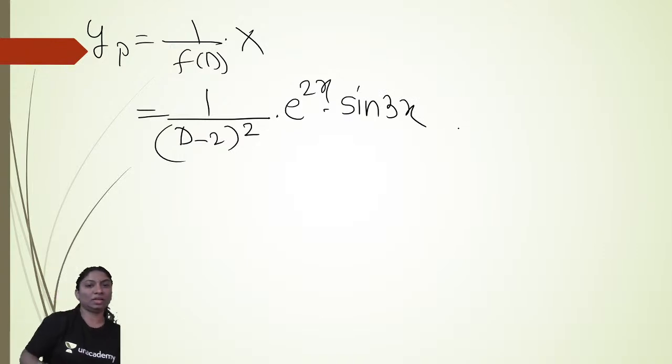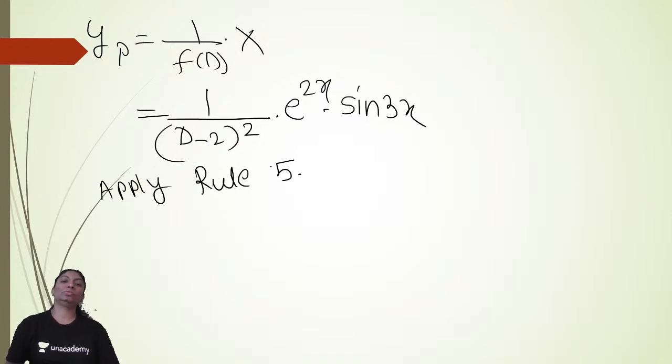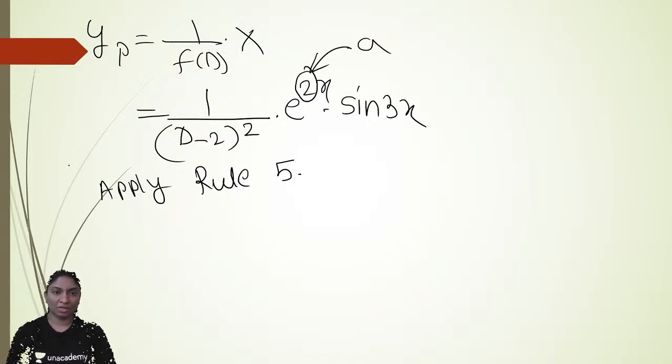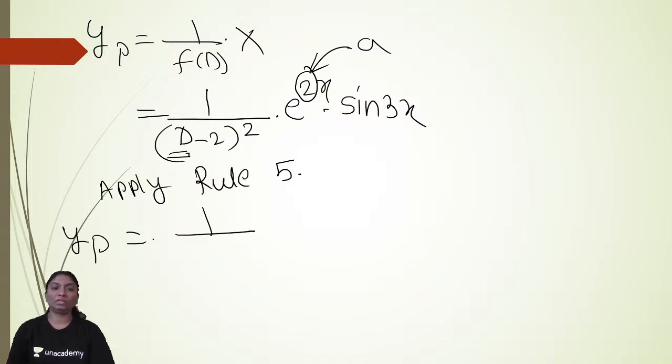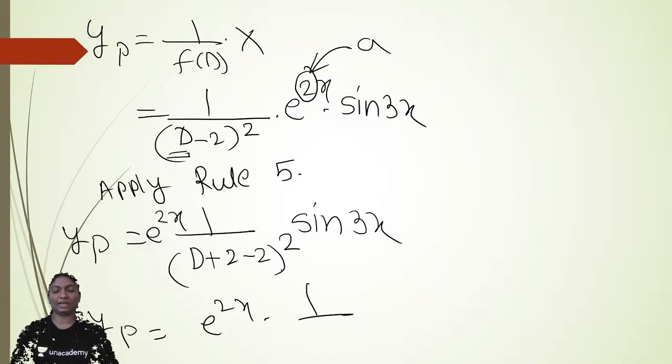So here, e raised to 2x into sine 3x, we will apply rule 5. Replace D by D plus a. What is our a here? a is 2. So replace this D by D plus a. It means your yp becomes 1 upon, see here, e raised to 2x into D plus 2 minus 2 bracket square of sine 3x. It's very simple. So you will get yp is equal to e raised to 2x into, plus 2 minus 2 get cancelled out, so it is 1 upon D square into sine 3x.